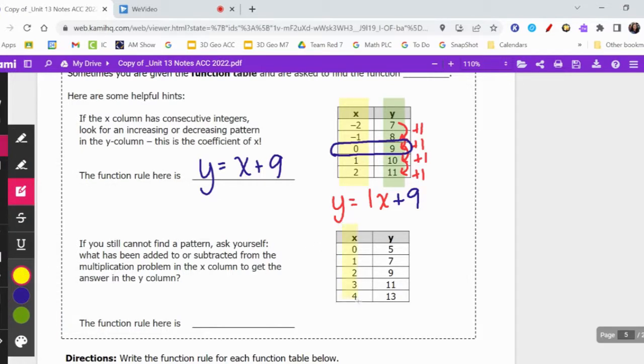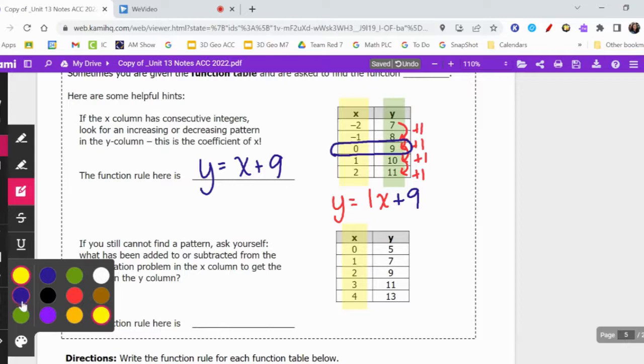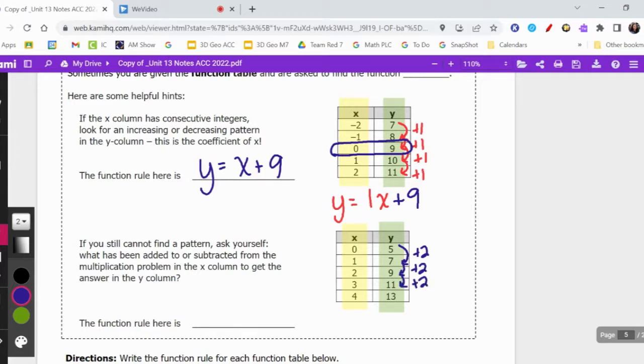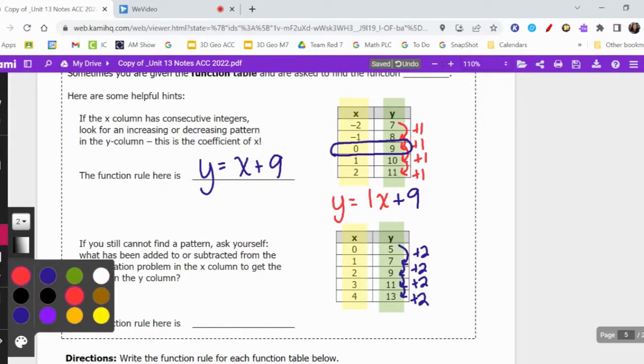First of all, is the x column all consecutive integers? 0, 1, 2, 3, 4. Yes, it is. So now let's look at the y column. Is there any rule here? Let's take a look. To get from 5 to 7, I have to add 2. To get from 7 to 9, I have to add 2. From 9 to 11, I have to add 2. From 11 to 13, I have to add 2. So therefore, I know that my equation is going to start with y equals 2x.